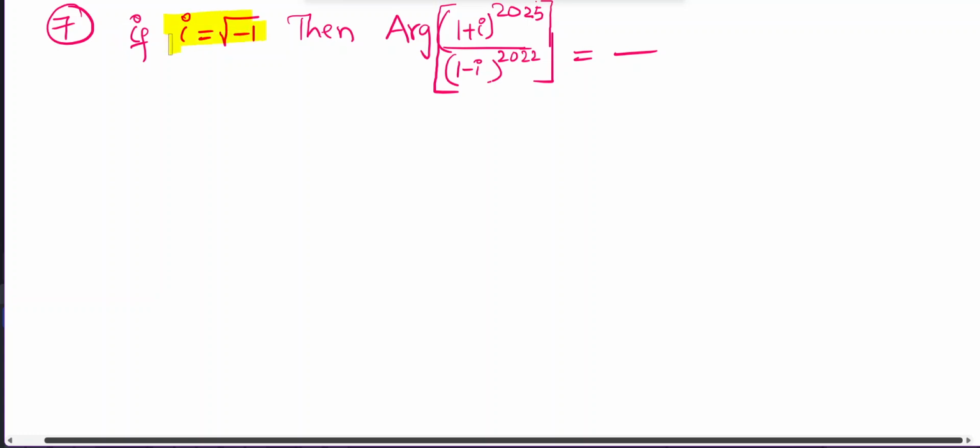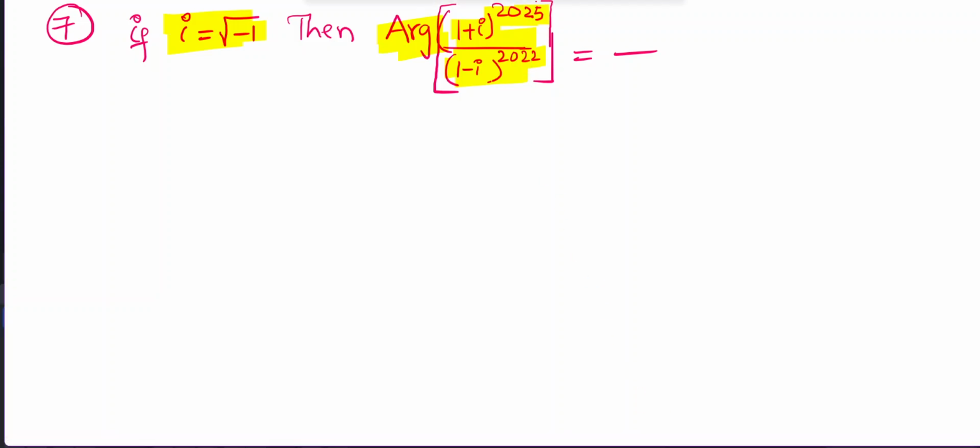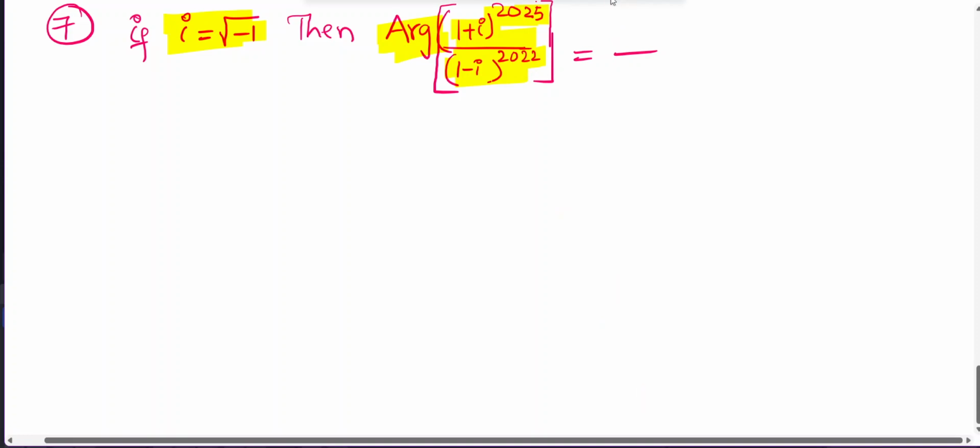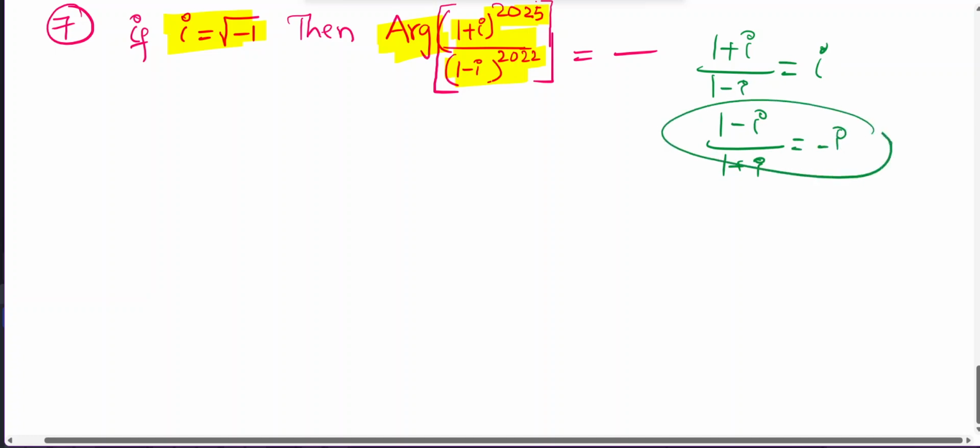If i is equal to root over minus 1, then find the argument of (1 plus i) whole to the power of 2025 by (1 minus i) whole to the power of 2022. This is the question, the argument of this value. So we know the formulas: (1 plus i) by (1 minus i) is equal to i, or (1 minus i) by (1 plus i) is equal to minus i. Remember these two formulas.